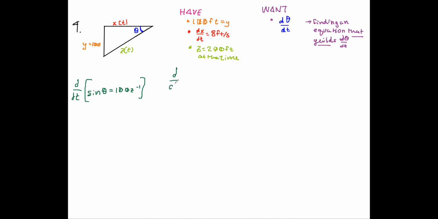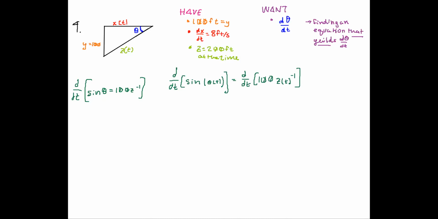So I have d/dt of sine theta of t is equal to d/dt of 100 z to the negative 1, or z of t to the negative 1. So what are these sides going to equal?